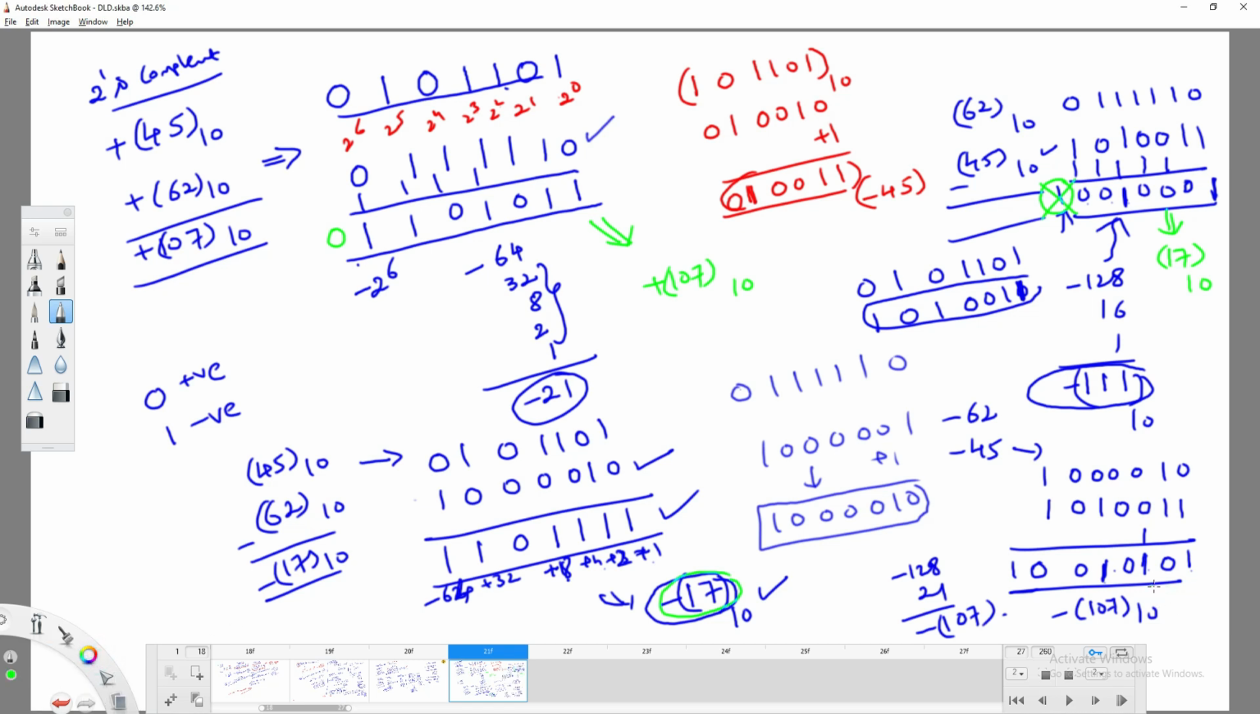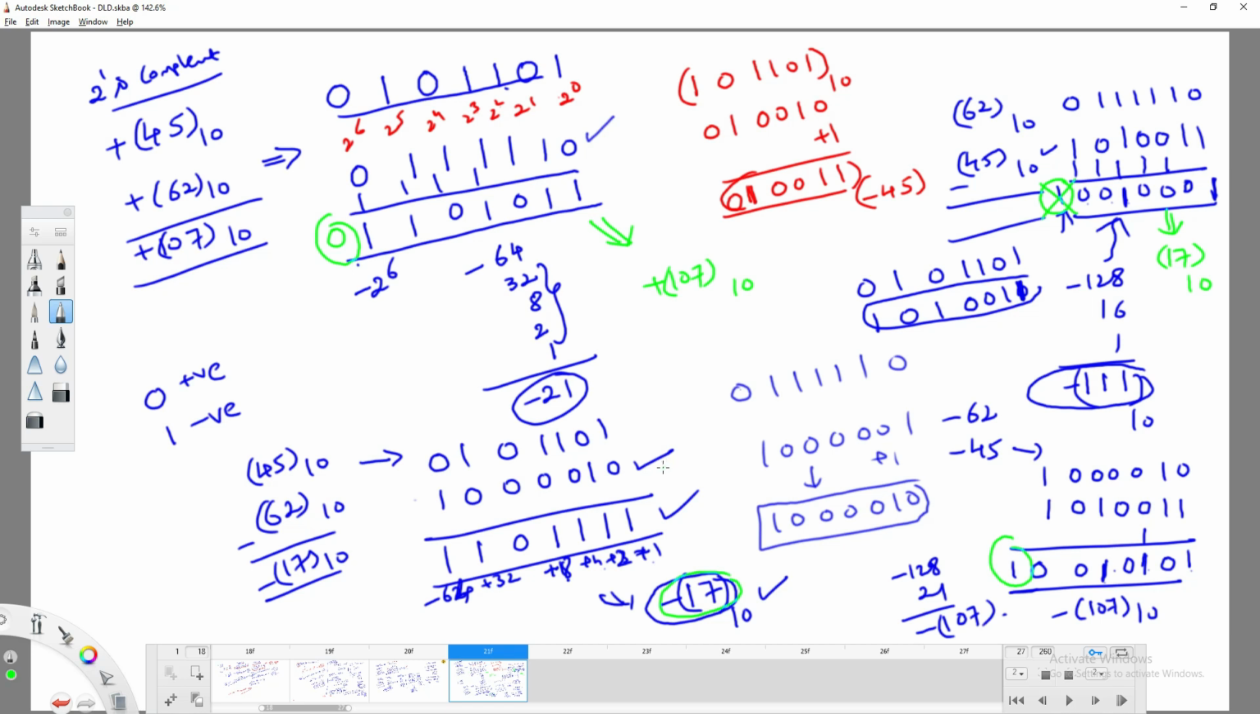But here the question is, sometimes we are going to consider this overflow, and sometimes we are eradicating this overflow. Sometimes we are going to add this 0. Sometimes we are not going to add anything, right? That is our question. So why is it happening?